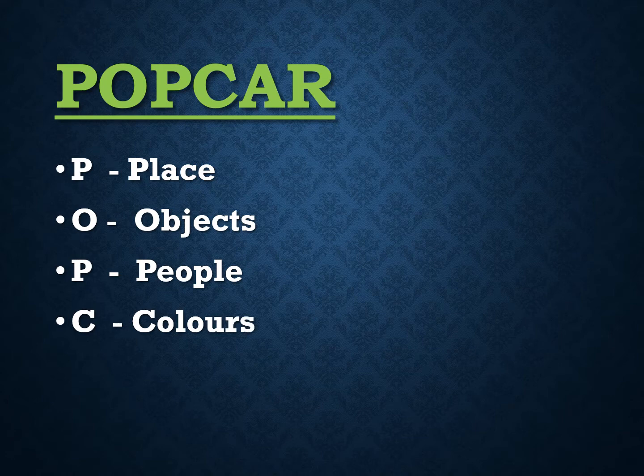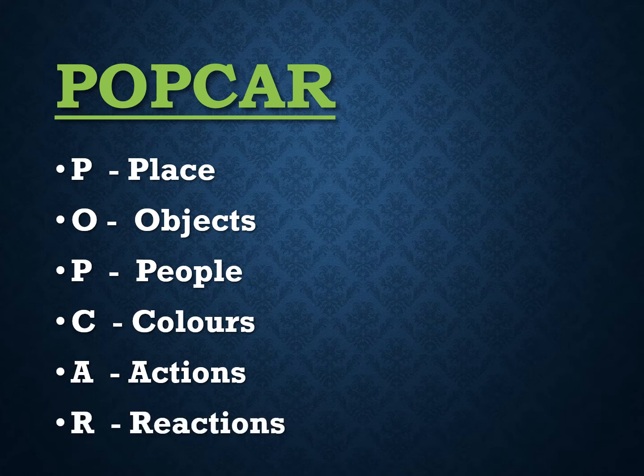The next letter C stands for colors. Now if we have got a colorful picture, we can write about the different colors that are shown in the picture. The next letter, that is A, stands for actions. So we need to carefully observe the actions that the people are doing in the picture. And the last letter, that is R, is for reactions. We also need to see the reactions that are there in the picture. If you remember this word POPCAR, it will become very easy for you to do a picture composition.